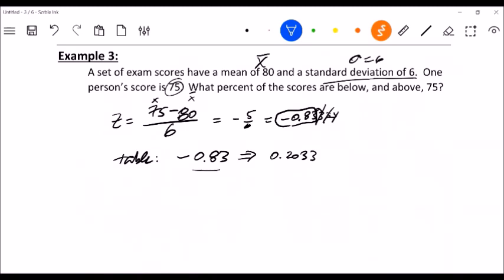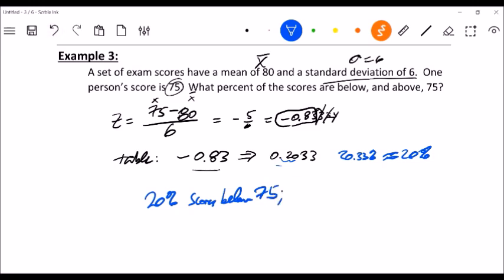And that's what it comes to. We see it now. That's what I had there. Move the decimal twice: 20.33%. Well, that's low enough that we can just say approximately 20%. So 20% of scores are below 75, and 80% of scores are above 75.